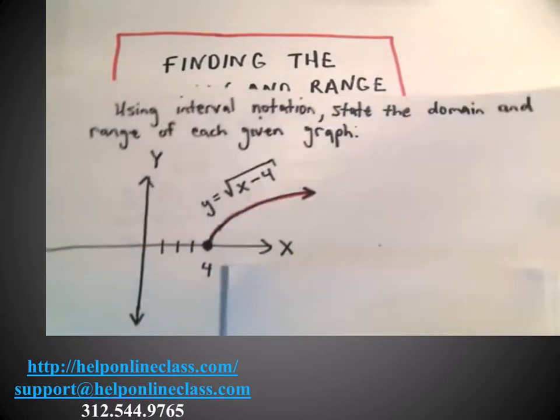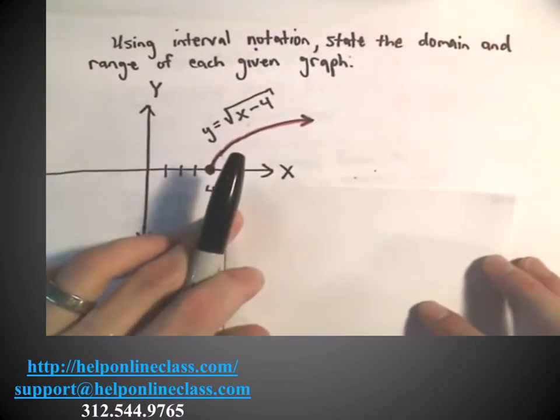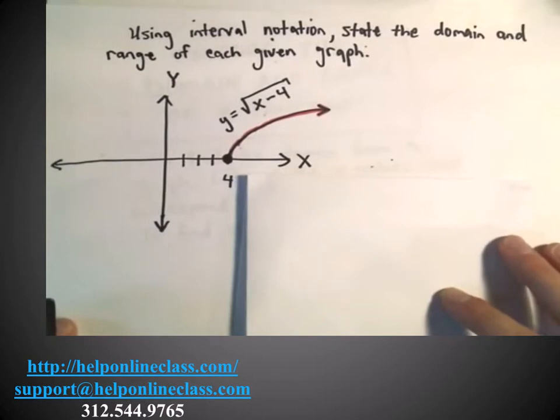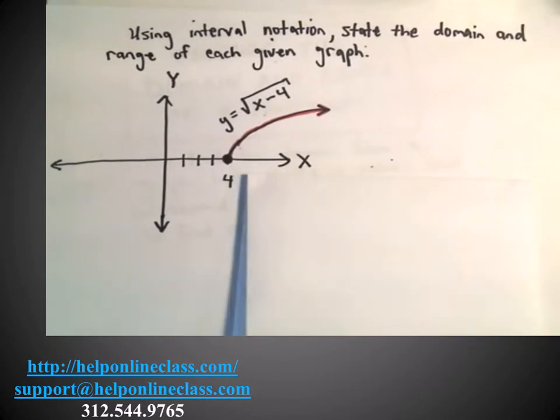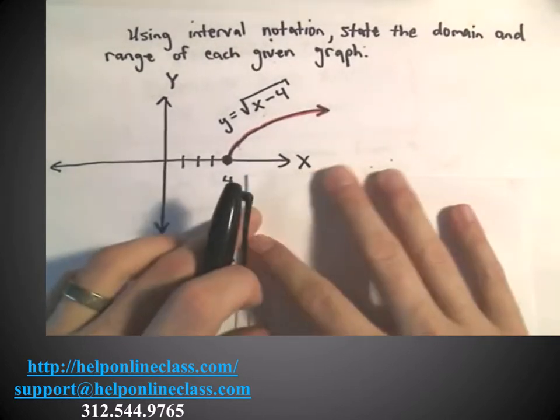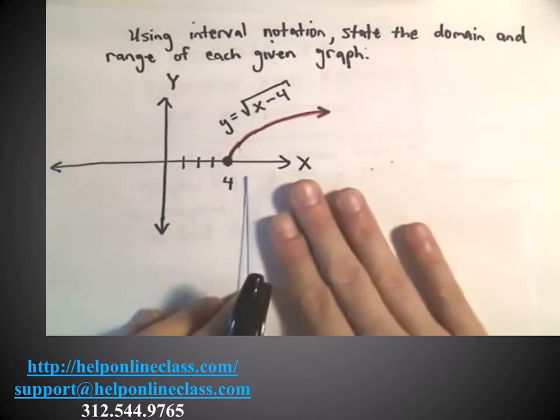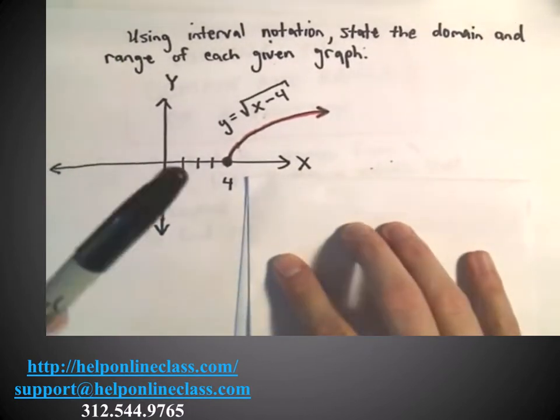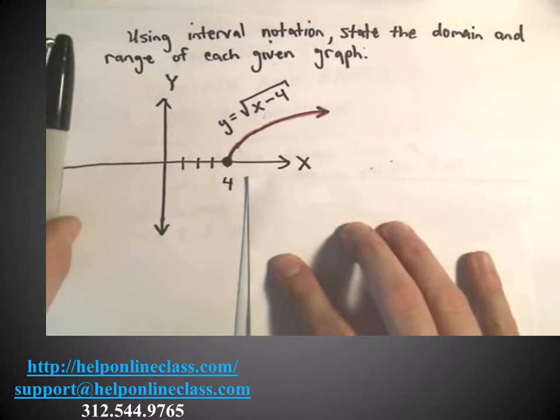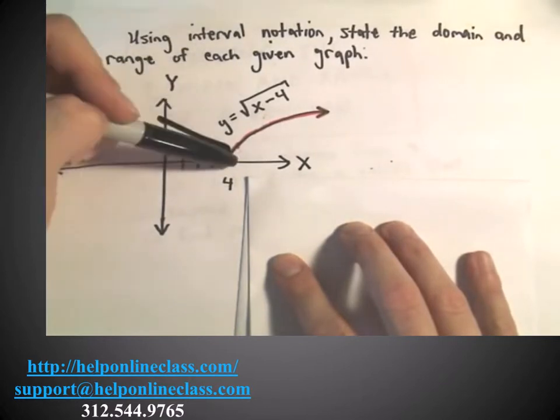So finding domain and range from a graph, to me, is easier when you don't have a formula. When you only have a formula, that's when it's a little harder. I've already written out the answers, so I've got them covered up here for a second. But to find the domain, again, here's my graph.